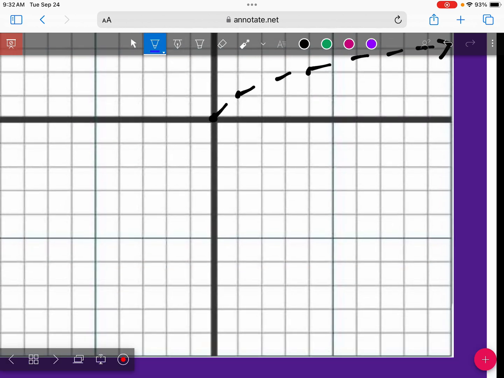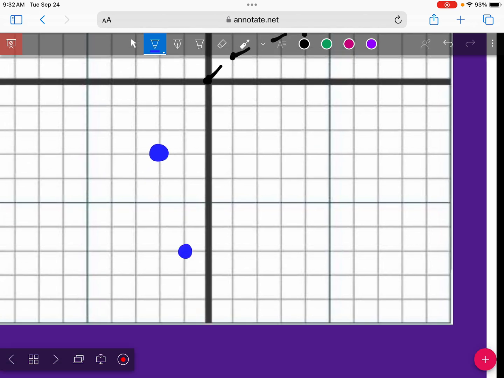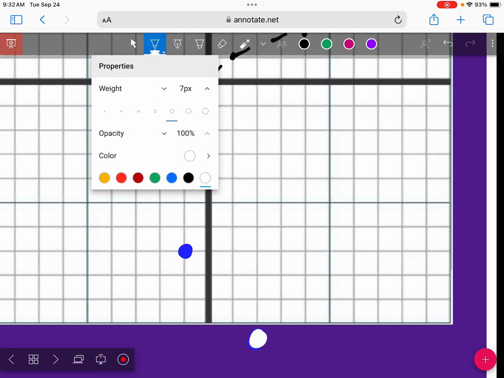I've got my -2, -3, -1, -7, and 2, -11 is just barely off my graph down here. I'm going to grab a white pen just so we can see it right down there. And then, zoom, off we go.